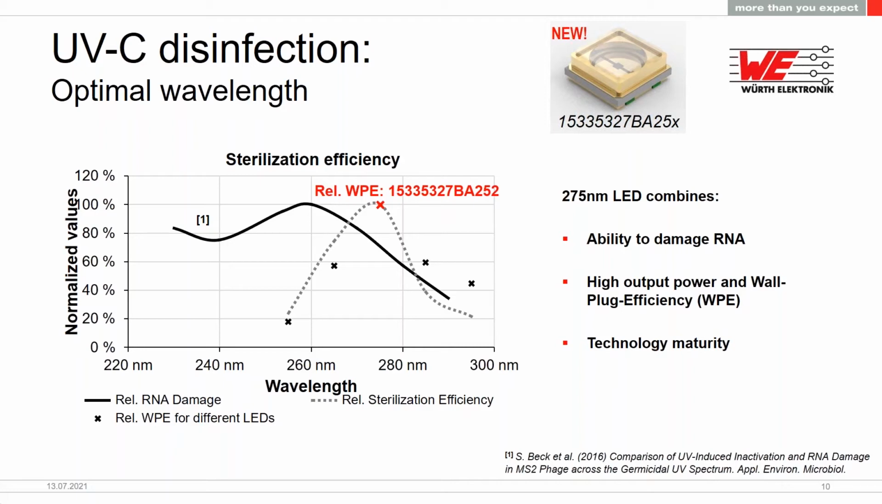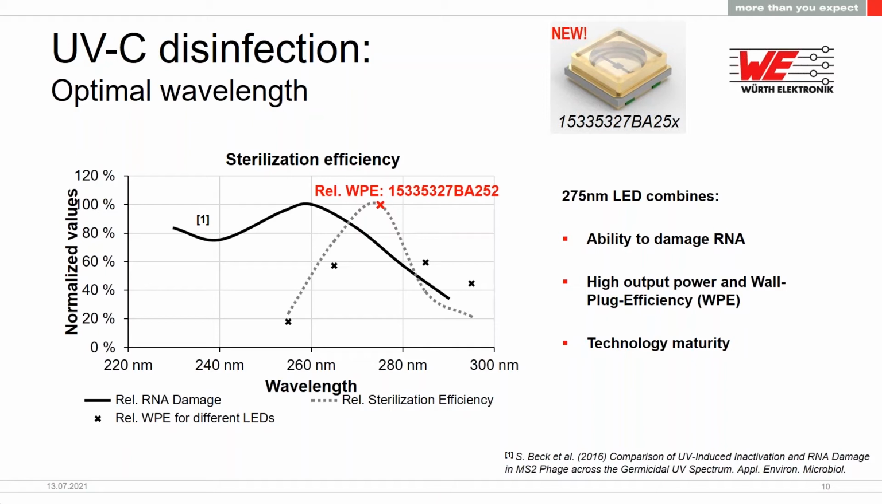So actually, to be able to disinfect something, we need to consider both the RNA damage and this wall plug efficiency. And this is how we get to this combined sterilization efficiency, which is the dashed line in gray. This is basically just the product of the RNA damage and the wall plug efficiency for different LEDs. And what you can see is that this combined sterilization efficiency is actually maximum around 275 nanometers. So the 275 nanometer LED is currently the best technology for disinfection.